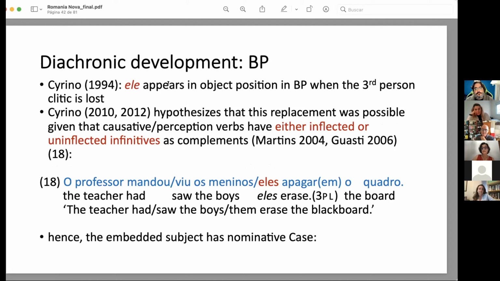Because ele appears in object position when we lost the third person clitics, right? So I've hypothesized in this paper some years ago that this replacement was possible because, given that causative and perception verbs have either inflected or uninflected infinitives as complements, for example, if we have a sentence like o professor mandou eles, you can say eles apagar o quadro or eles apagarem o quadro. So here we would have an embedded subject with a nominative case.